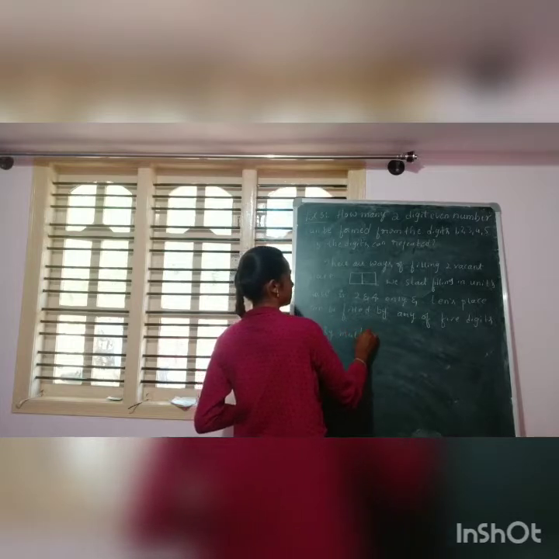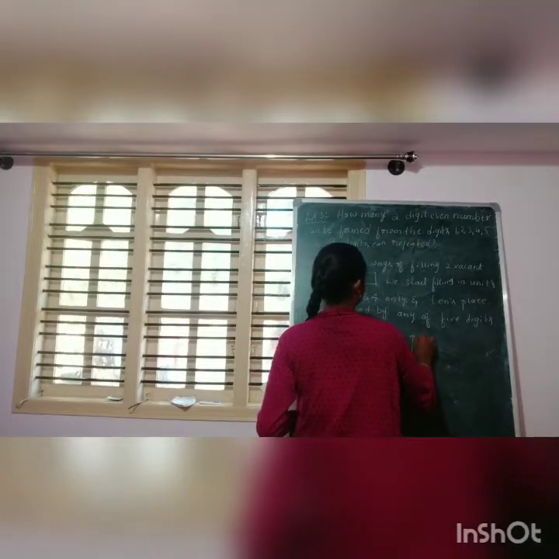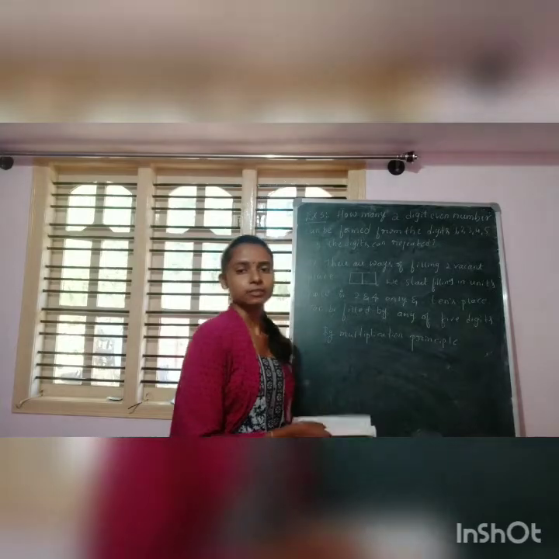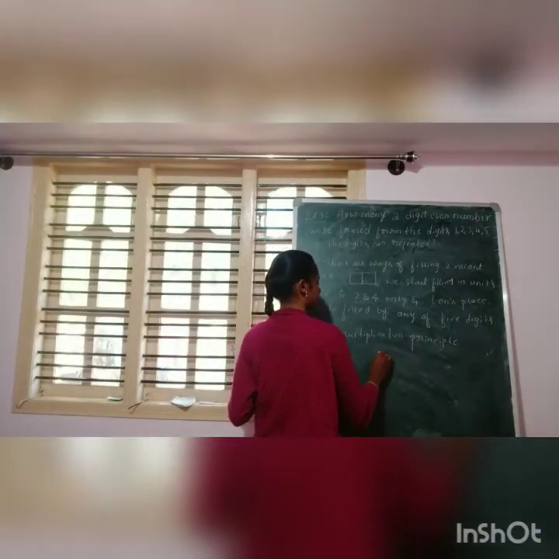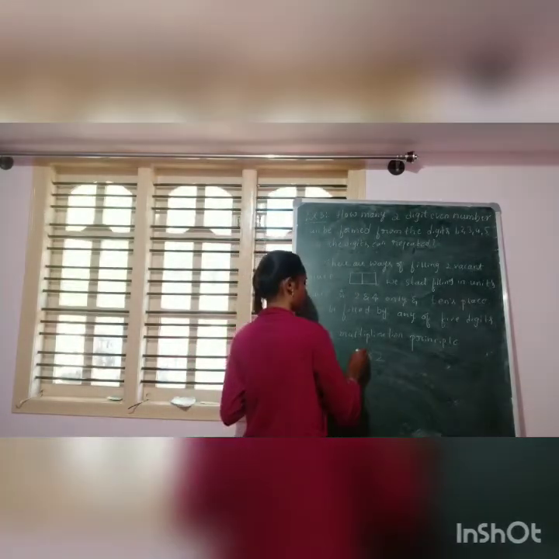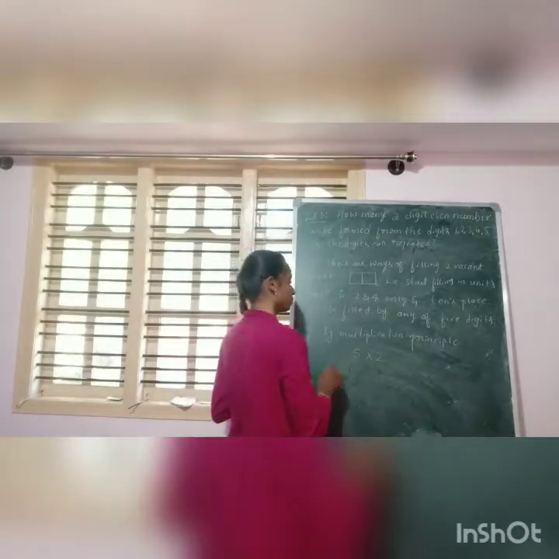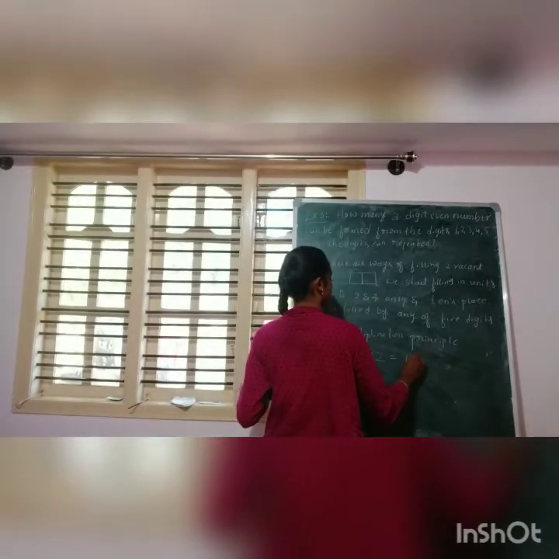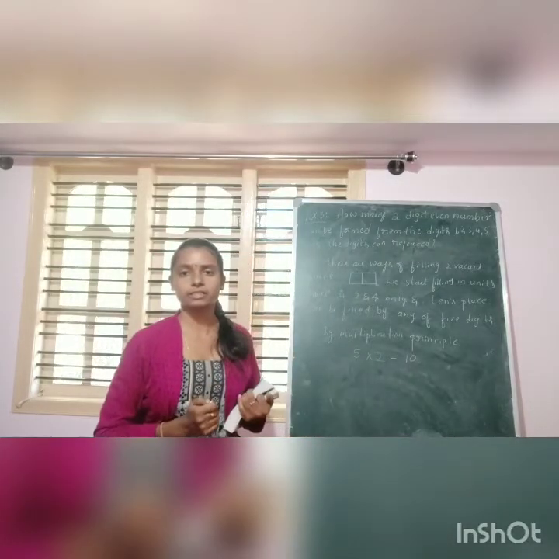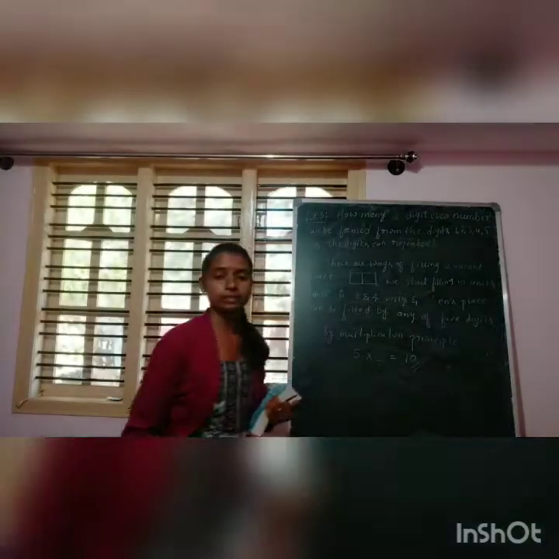how can we write that? In the unit place there are only 2 chances, and in the tens place we can fill any of the 5 digits. It's 5 into 2. So there are 10 even two-digit numbers we can form from the digits 1 to 5. Is it clear? Hope you guys understood this.